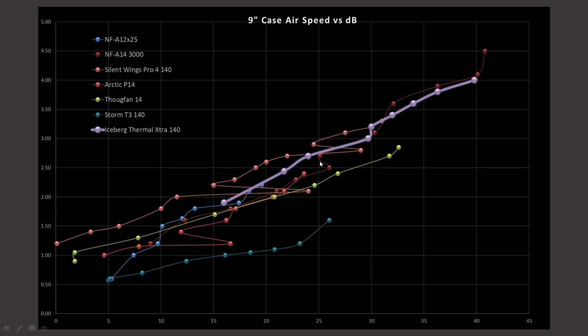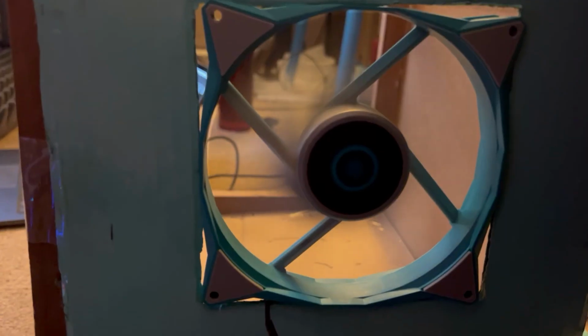And as RPM increases, so as airspeed increases, it actually gets more efficient. It becomes one of the top performing fans. The only one that does beat it out is the NFA14 IPC 3000 RPM fan. So if you're looking for a fan that can push a lot of air, this is certainly a very good choice. But if you're looking for one that is silent while doing it, I would look elsewhere. And you can see a number of other fans that are listed on here: the Storm T3, the Silent Wings 4 Pro, what's this green one? The Tough Fan 14, just to give you some good respective comparison marks.